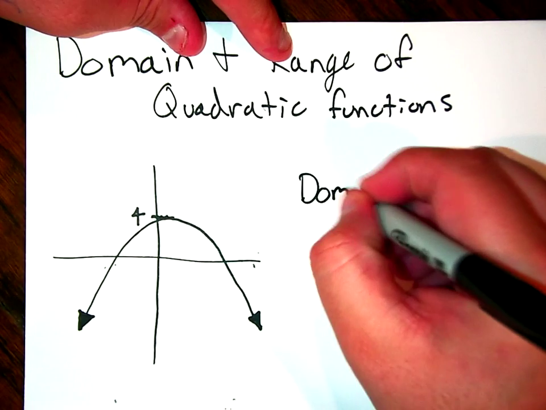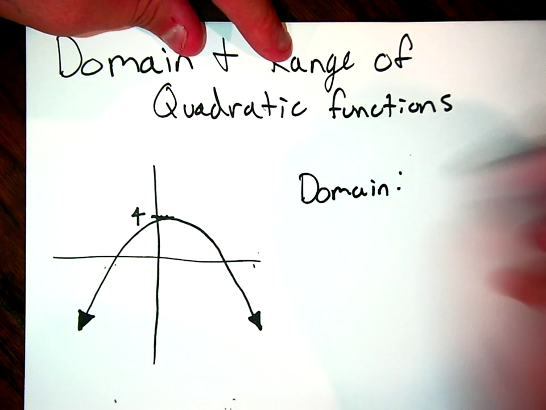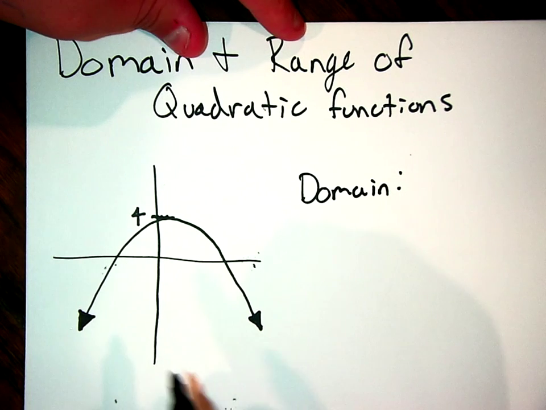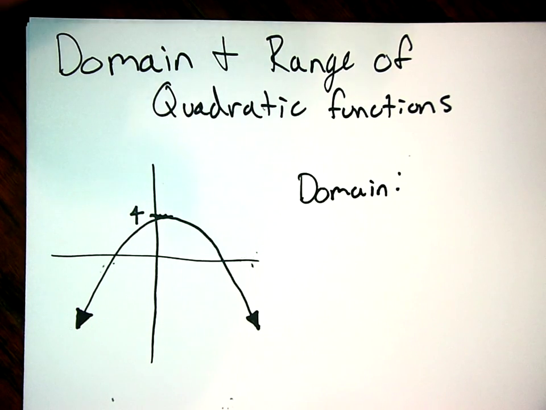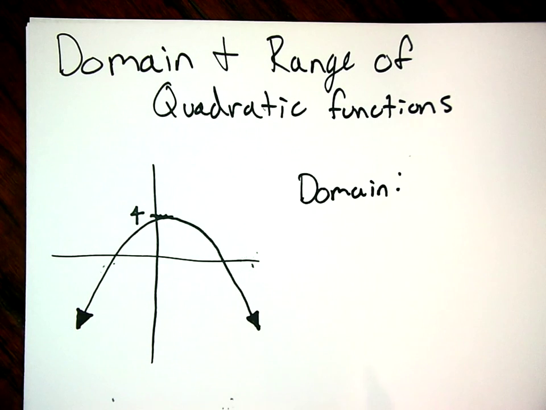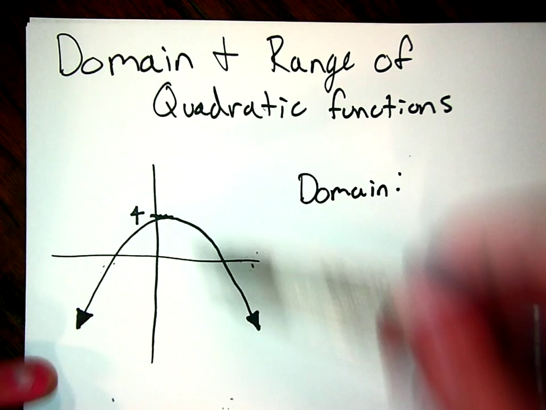Domain is what we're going to get started with here. I want to find the domain of this guy. Now again, domain is all possible x values. And I always like starting at the left, you know, we read from left to right. So let's start on the left-hand side of this graph.